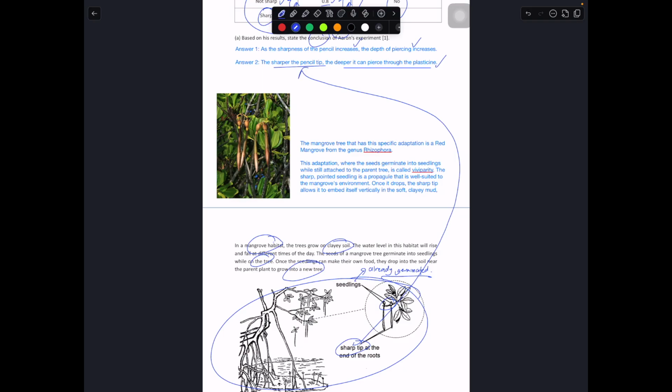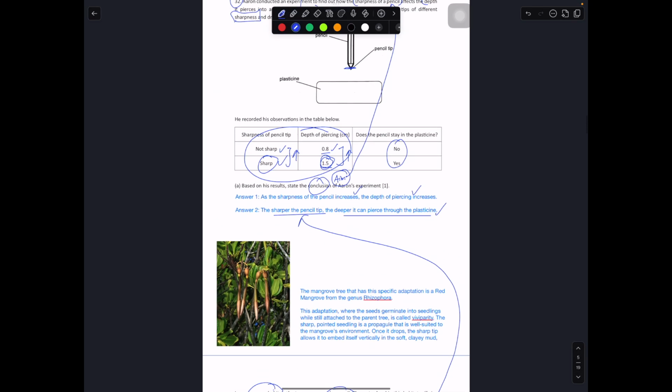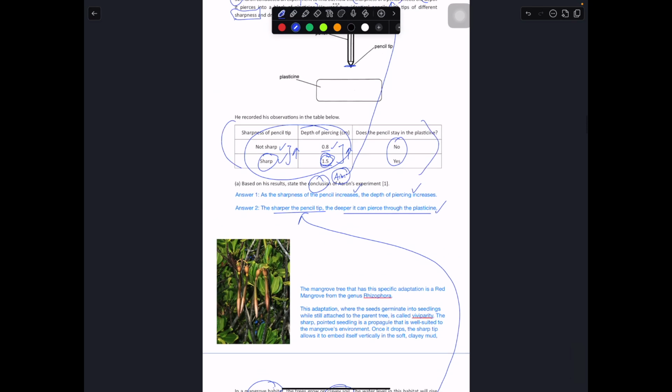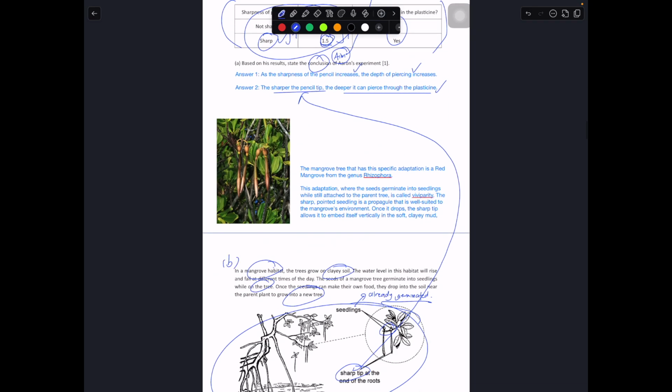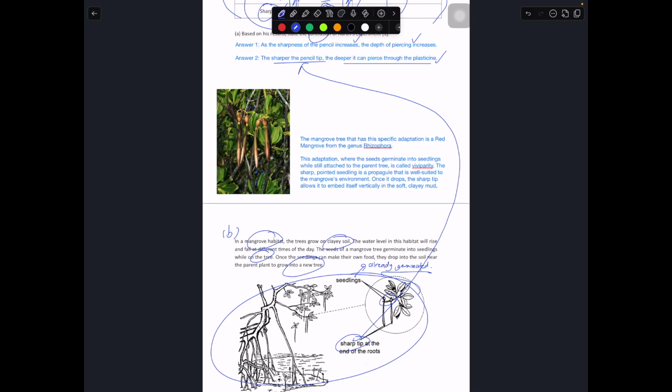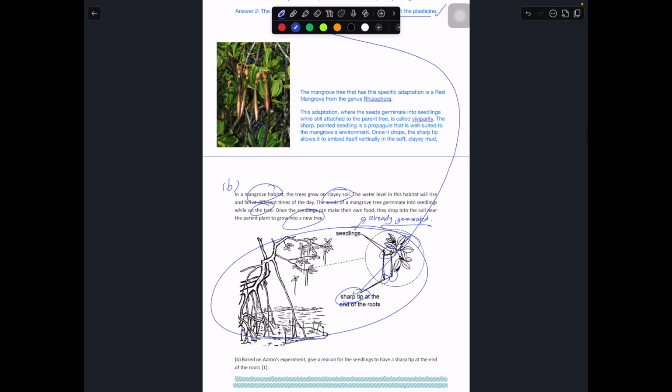So they give you an experiment, then they ask you the application question. So part A, they give you an experiment that you can learn from. You learn that if the tip is sharper, it will pierce deeper. So part B, they're asking you how do the mangrove seedlings benefit from sharper tips? A sharp tip at the end of the roots. So based on Aaron's experiment, give a reason why the seedlings have sharp tips at the end of the root. So this probably has something to do with the piercing through the clay soil.